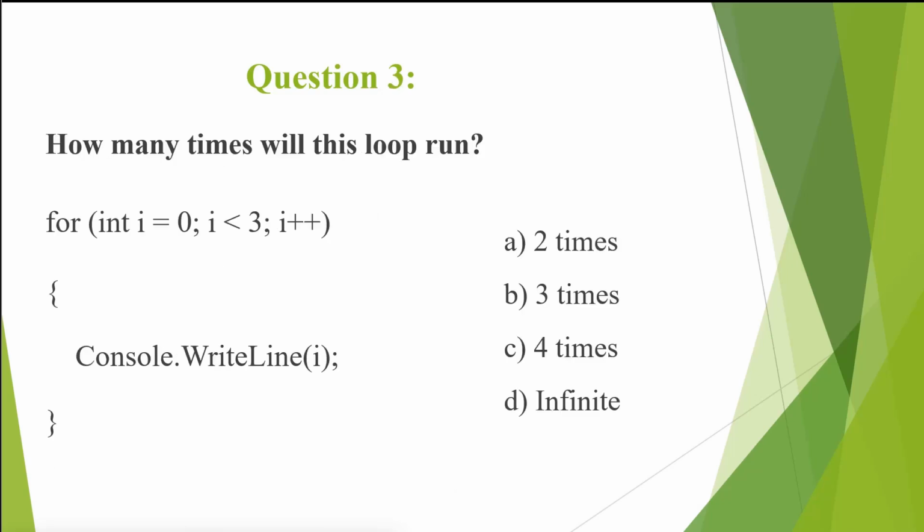This question is about for loops. How many times will this loop run? For int i equals 0, until i is less than 3, and each time increment i by 1. And during this loop, you're going to print the value of i in the console. You're going to see how many times this loop runs. The options are 2 times, 3 times, 4 times, or infinite.